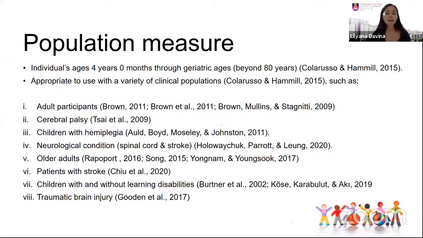Okay, it can be used with any individual starting at age 4 years 0 months until even beyond 80 years. So start umur 4 tahun dah boleh guna MVPT assessment. And then MVPT is appropriate to be used with a variety of clinical populations such as adult participants, CP, children with hemiplegia, neurological conditions, for example spinal cord and stroke, okay, all the adults, children with and without learning disability, and also TBI.